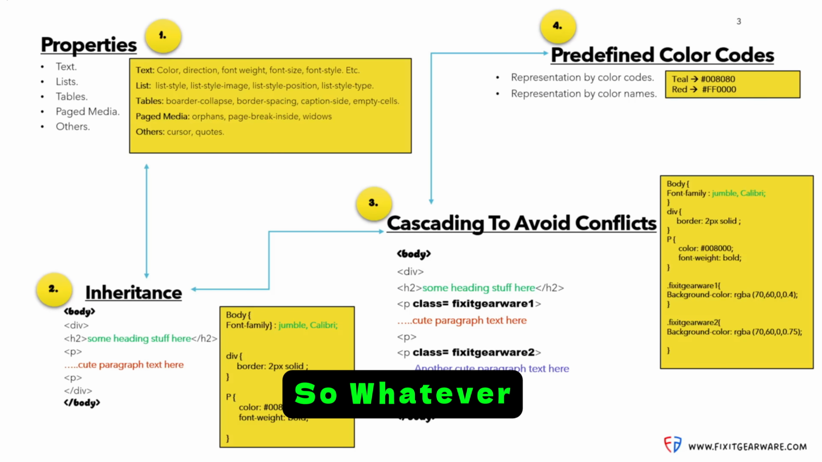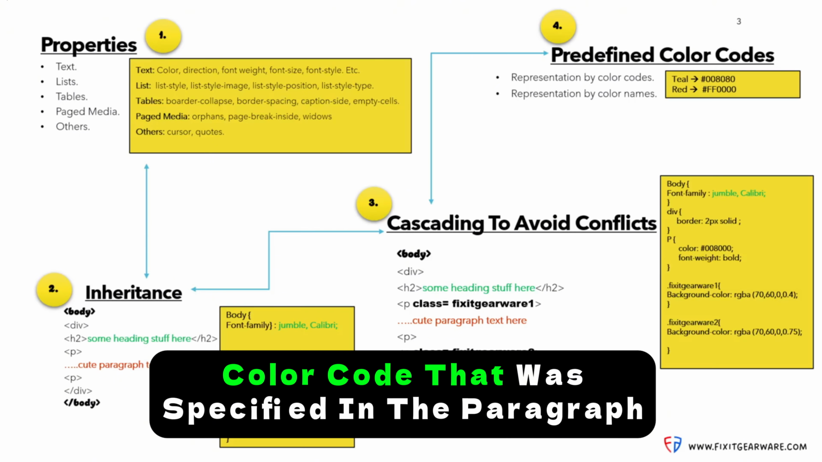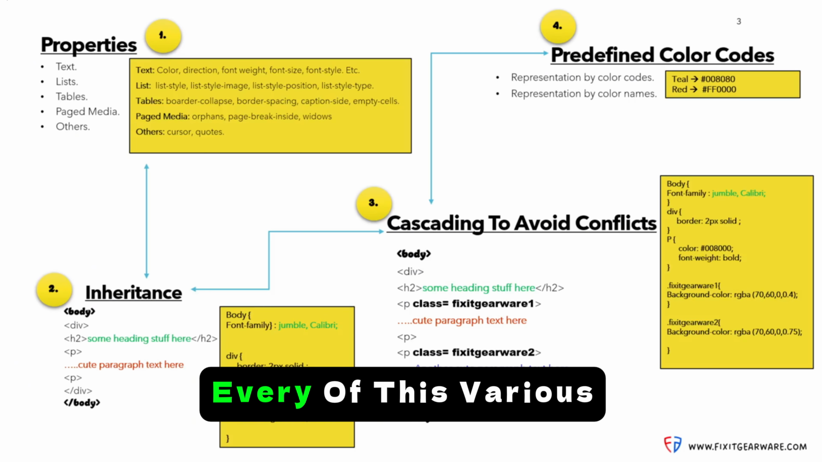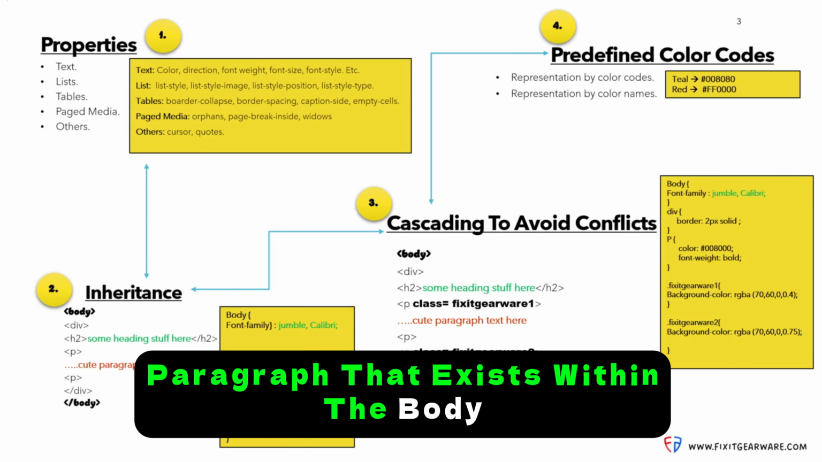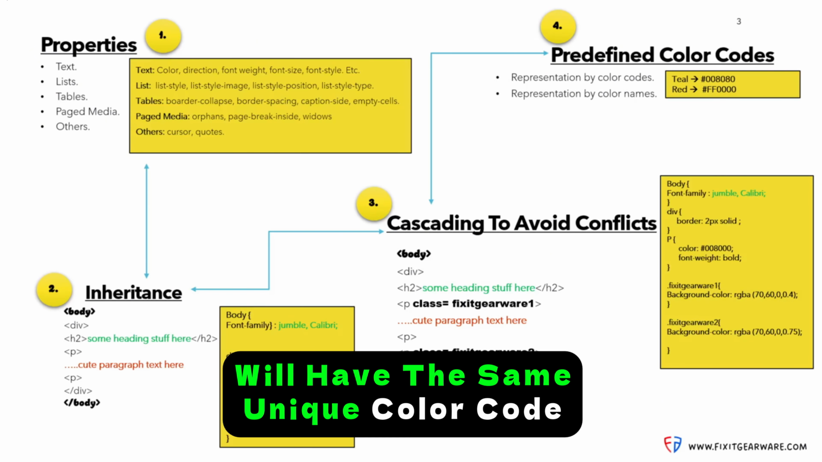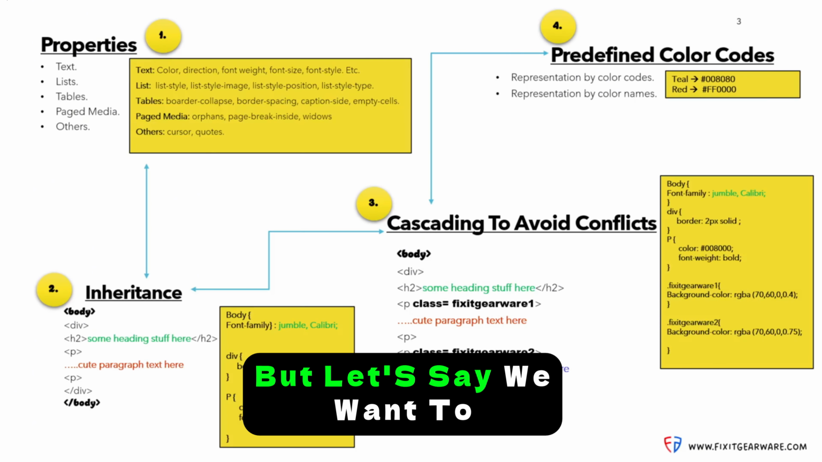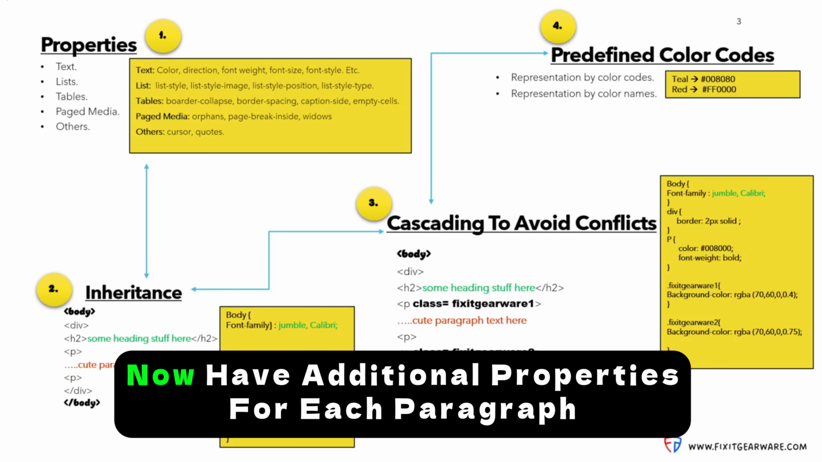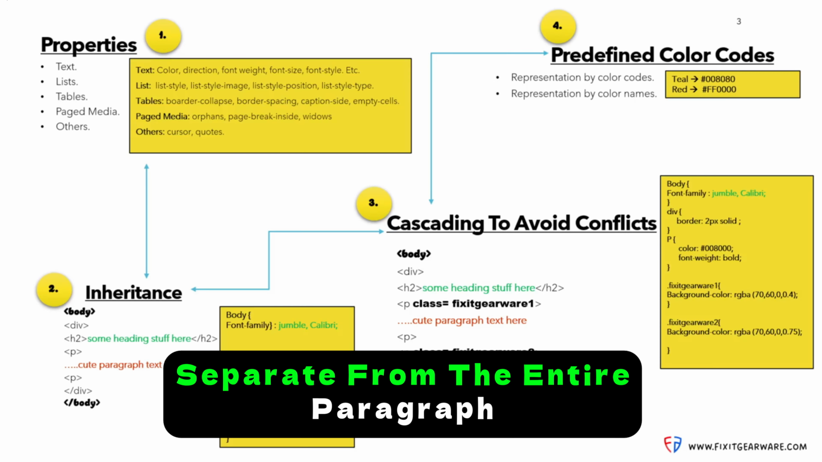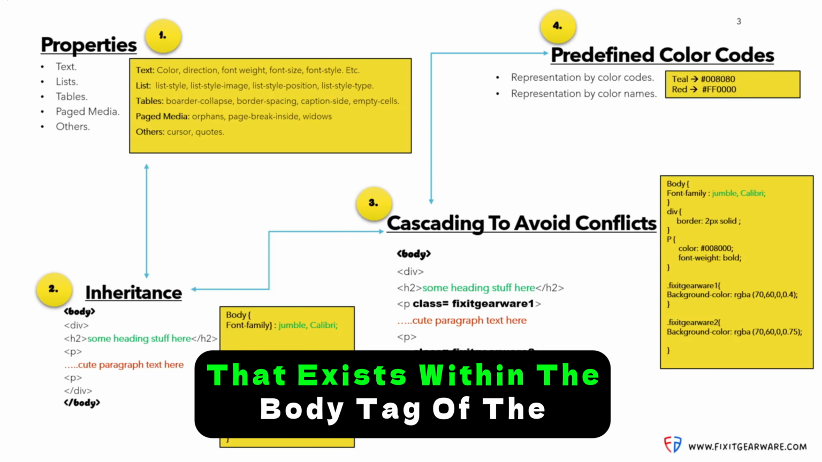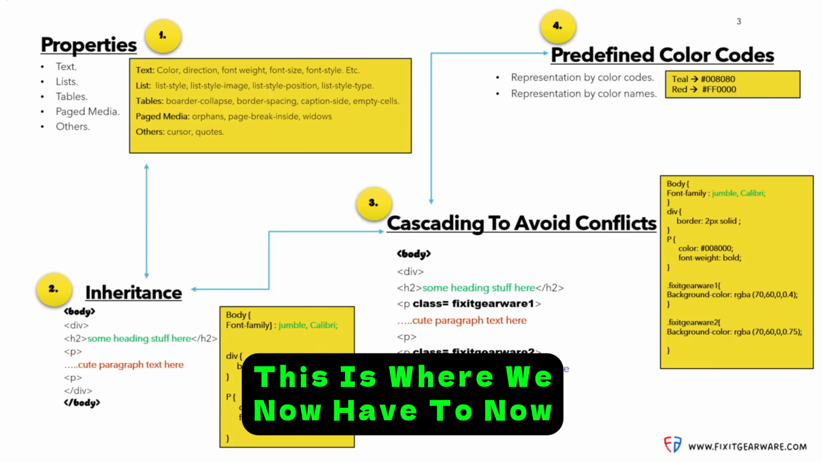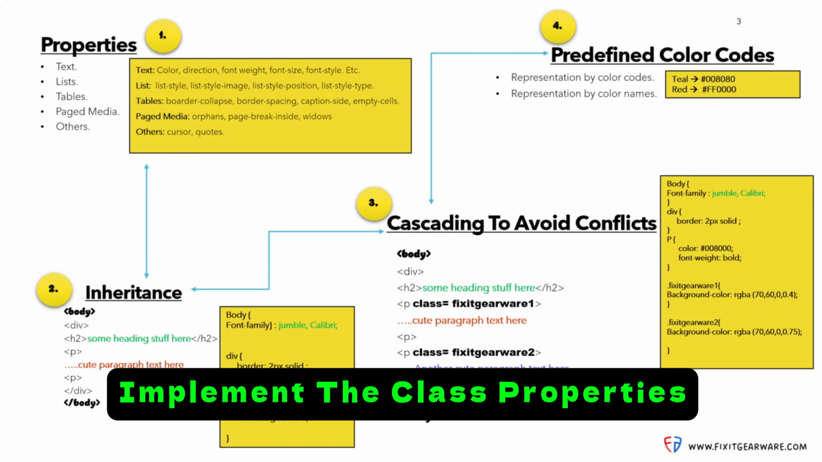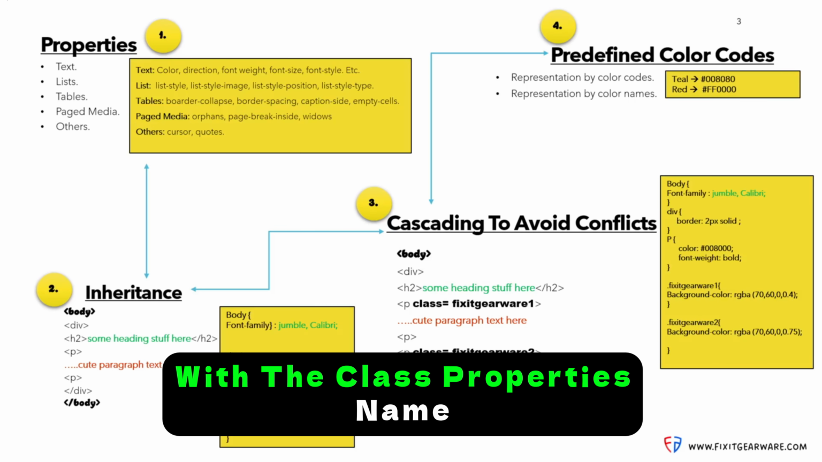So whatever color code was specified in the paragraph, every one of those various paragraphs that exist within the body will have the same unique color code. But let's say we now want additional properties for each paragraph, separate from the entire paragraph that exists within the body tag of the HTML code. This is where we now have to implement the class properties with the class name.